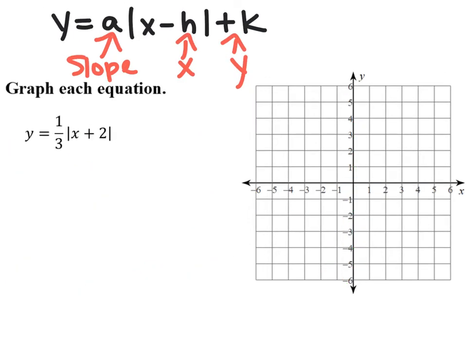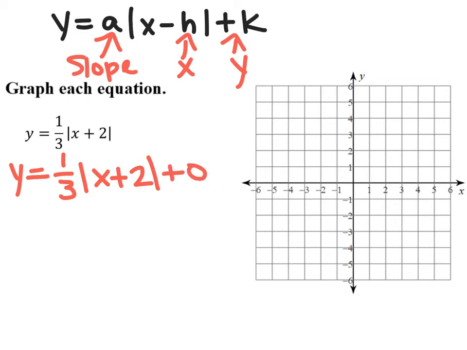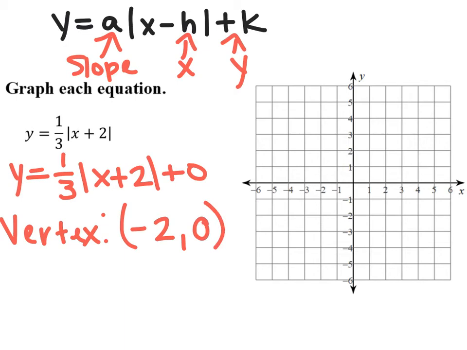In the next example, you're going to first rewrite the equation in standard form. So it's y equals 1/3 absolute value of x plus 2. And since there's nothing outside the absolute value, it becomes plus 0. Now the vertex will be at the opposite of the h value. So since it's positive 2, it becomes -2, comma, the k value, which is 0. So I can plot the point. Then I can draw in the axis of symmetry.